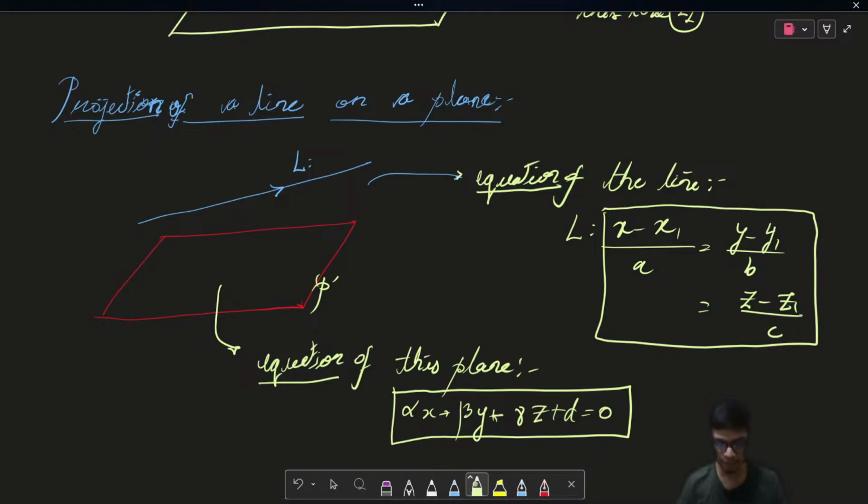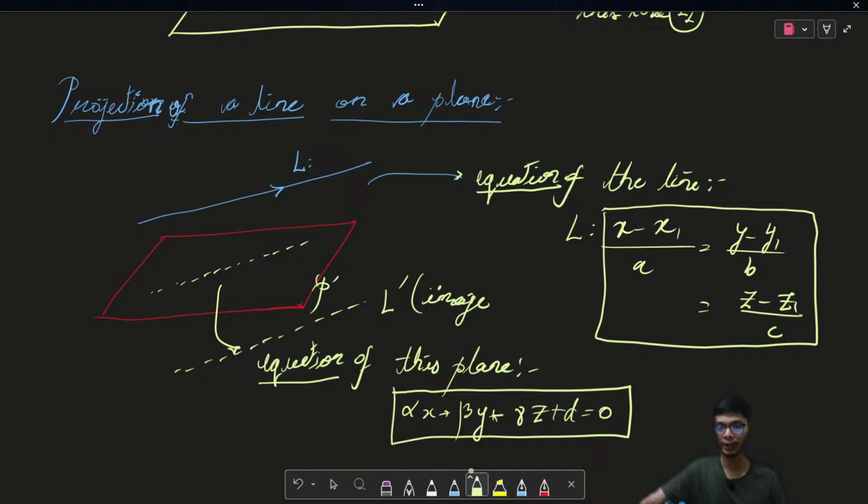Now the question is asking you to find the projection of this line on the plane. How am I going to do that? In order to find the projection of a line on the plane, that means it will be a line. The same question can also be asked as: find the image of this particular line about this plane. This is something like the concept of image. Instead of giving you a point, it is asking you to find the image of the line about the plane, or when you reflect about the plane. How do I solve those questions?